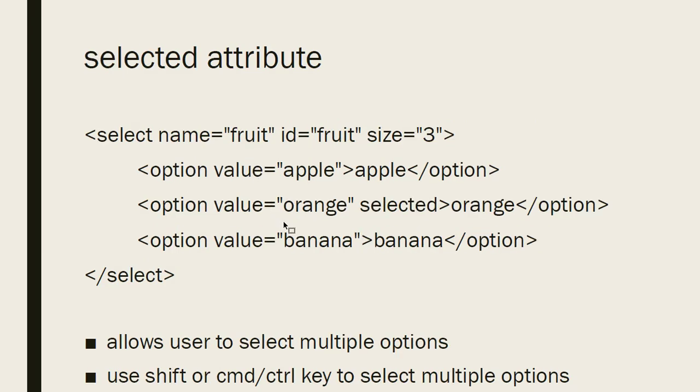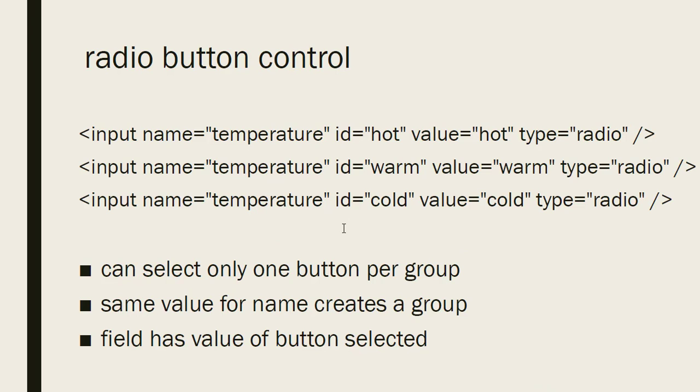Then you can do the selected attribute. Now notice that this one goes in the option tag, and that identifies which one of these options is selected when the page first opens, before the user does anything. We learned about radio buttons and how you add those. It's an input with type radio, and you make a group of radio buttons by making the names match. And when you have radio buttons, only one in a group can be selected at any given time.